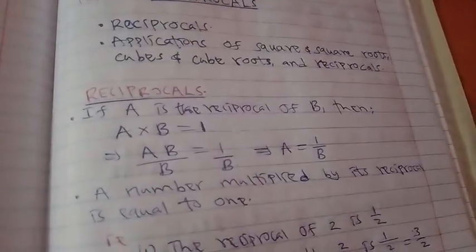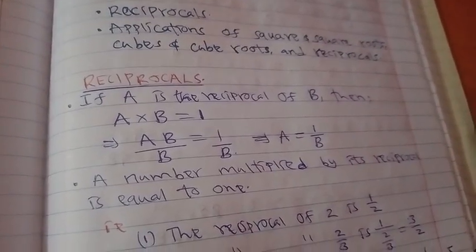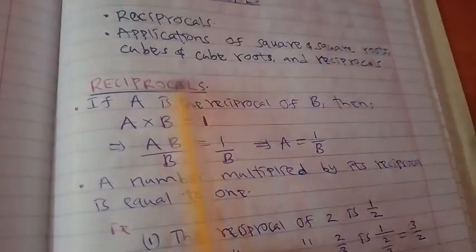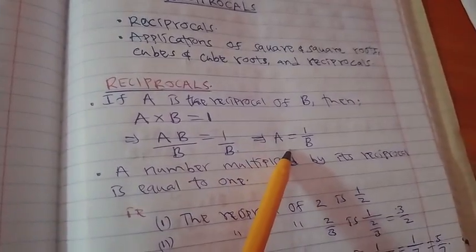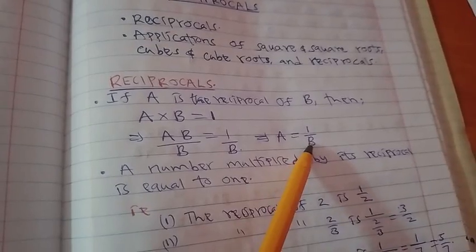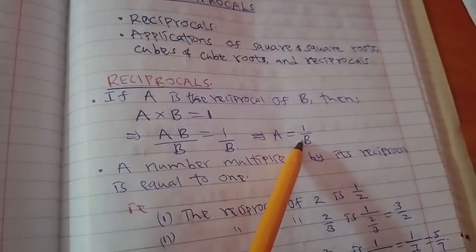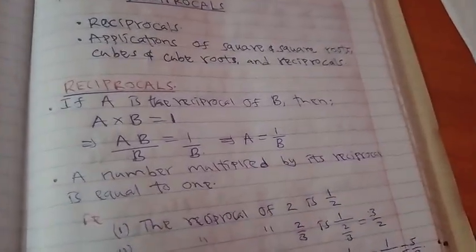Welcome. If A is a reciprocal of B, then A times B equals 1. That means that if I divide both sides by B here, I get that A equals 1 over B. Therefore, if B is the reciprocal of A, then it means A equals 1 over B. Also, if A is the reciprocal of B, it means that B equals 1 over A. A number multiplied by its reciprocal is equal to 1.